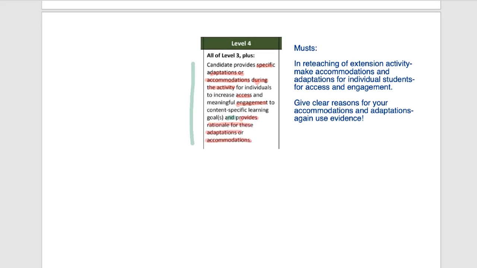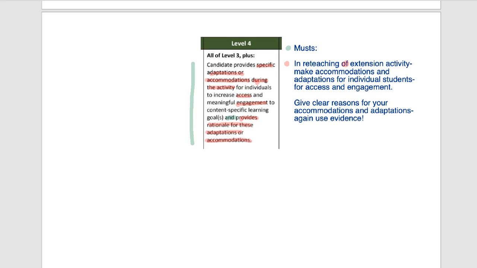All right? The musts for this level 4, in reteaching or extension activity: make accommodations and adaptations for individual students for access and engagement. So I put extension activity, I do mean both extension and reteaching. So in reteaching, this should be an "or," apologies. In reteaching or extension activity, make accommodations and adaptations for individual students for access and engagement.